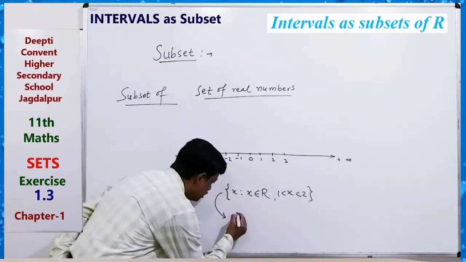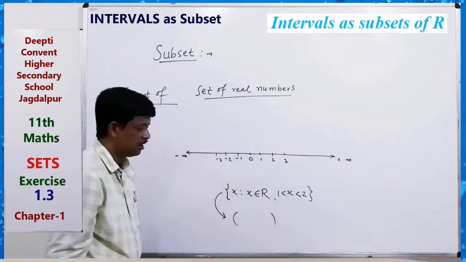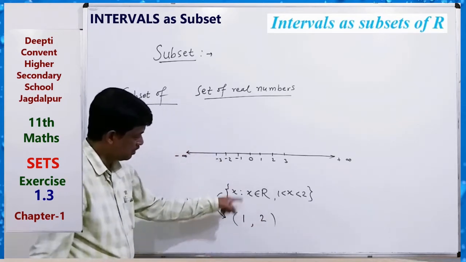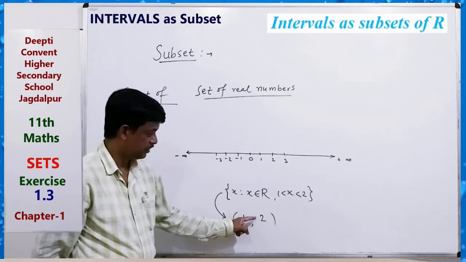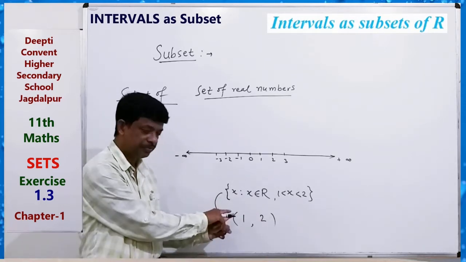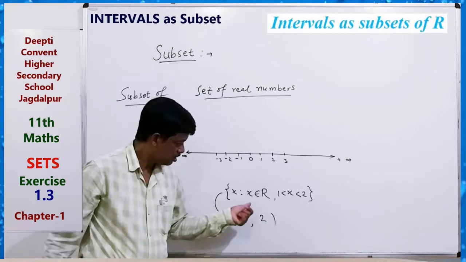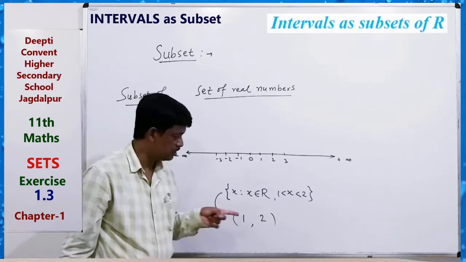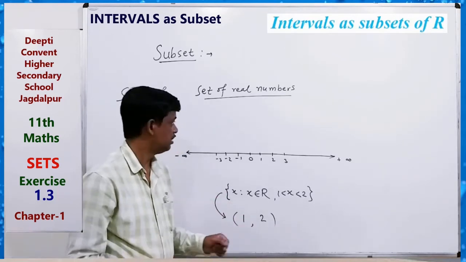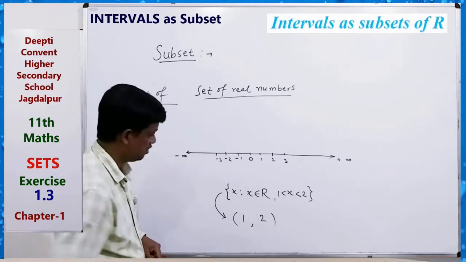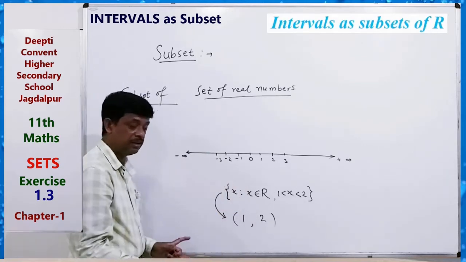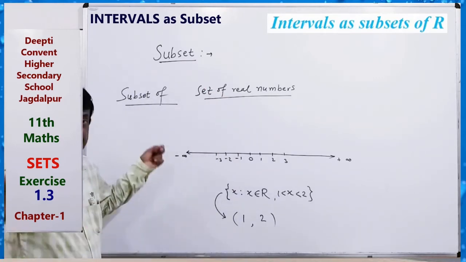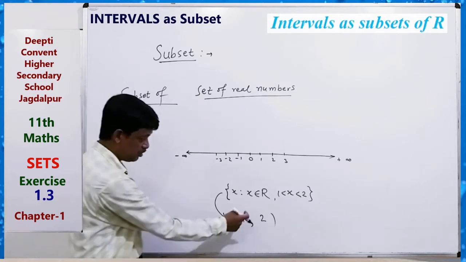So we denote it like this, called an open interval. (1, 2) can be represented like this, an open interval. (1, 2) means 1 and 2 do not belong to the set, but all the real numbers between 1 and 2 belong to this set. An interval is a subset. This is an open interval, a subset of the set of real numbers, because the set of real numbers contains infinite numbers.